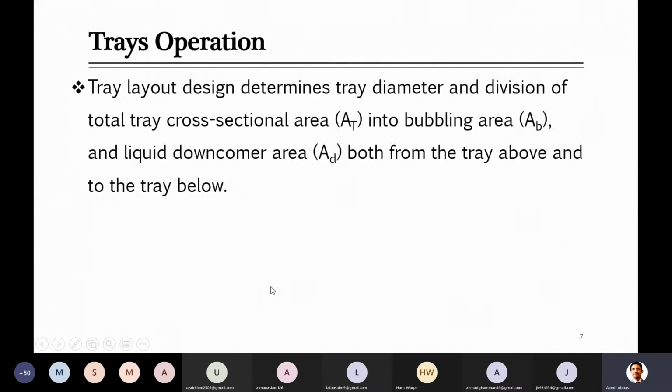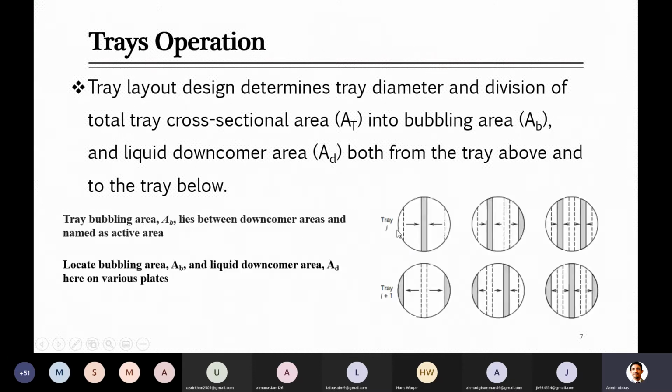So when we look at the tray layout, and the tray diameter, at times we will be looking at some things related to this, but overall the area of the tray is divided into two parts. One is the bubbling area, or the active area, through which vapor and liquid come in contact with each other, and the other is called the downcomer area.